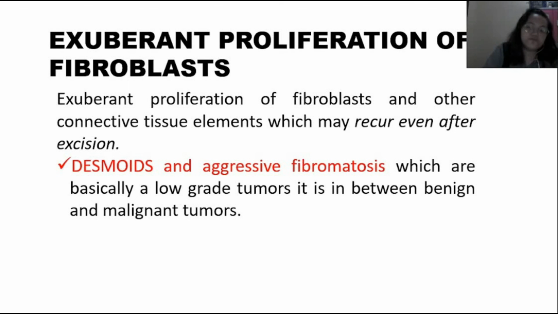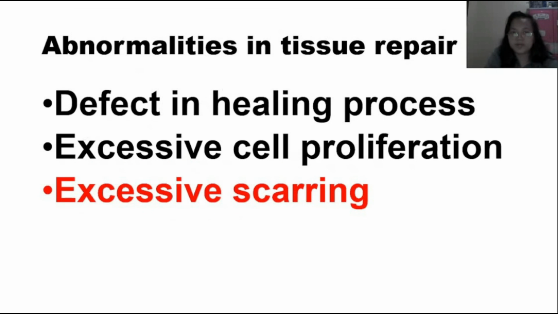Exuberant proliferation of fibroblasts. Incisional scars or traumatic injuries may be followed by exuberant proliferation of fibroblasts and other connective tissue elements that may in fact recur after excision, which are called desmoids and also referred to as aggressive fibromatosis, which are basically a low-grade tumor. It is in between benign and malignant tumors. So they are considered low-grade tumors, one of the complications because of excessive proliferation of fibroblasts.